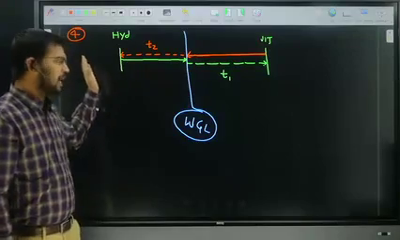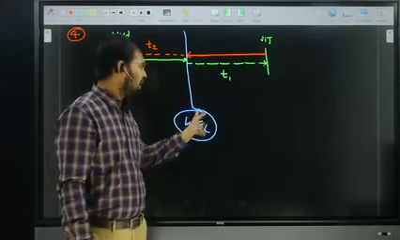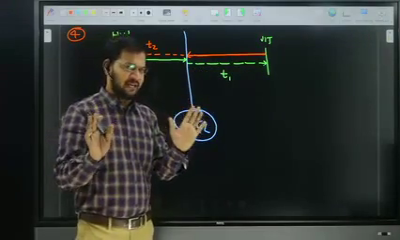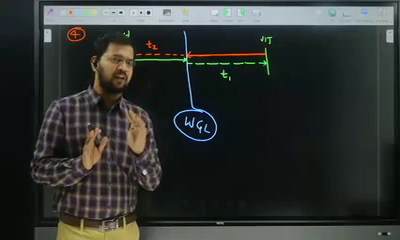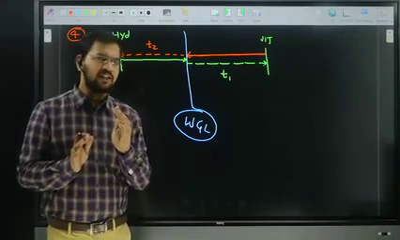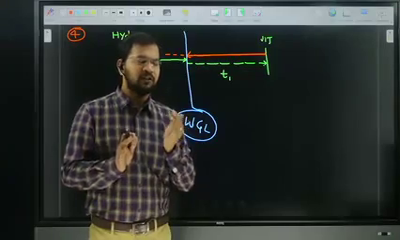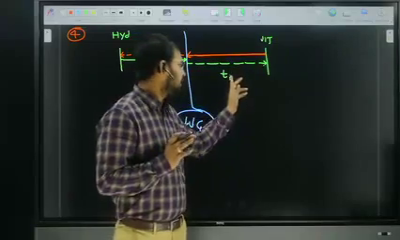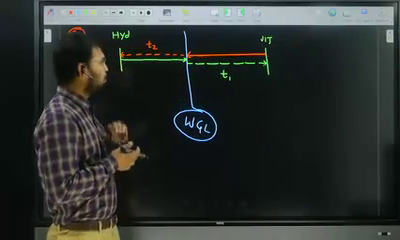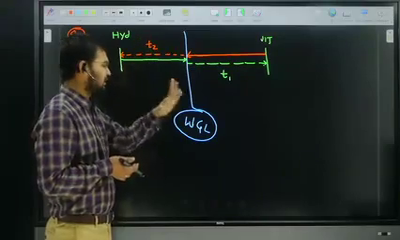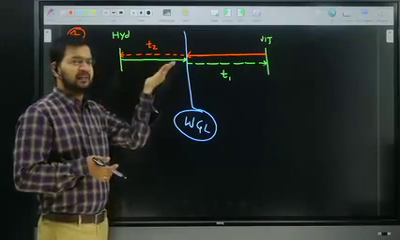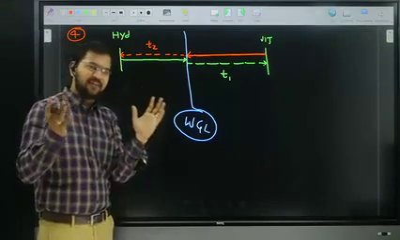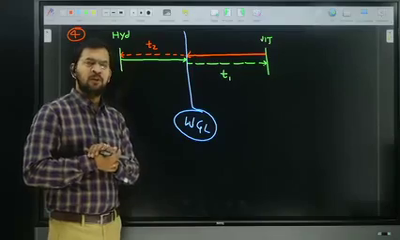T1 is the time taken by the Hyderabad Express from Warangal to Vijayawada. T1 is not the entire time. T1 is the time after crossing to reach the respective destination. For the Vijayawada Express, Warangal to Hyderabad, it will take T2 seconds.